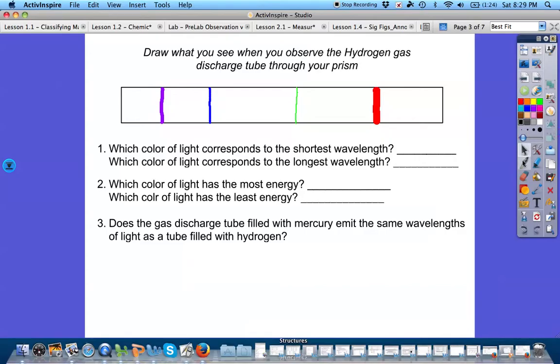And then if you want to go in and label the wavelength in here, we have 400 nanometers over here on the far left. And then about in the middle, we have 500 nanometers. And then over here on the far right, we have 700 nanometers.